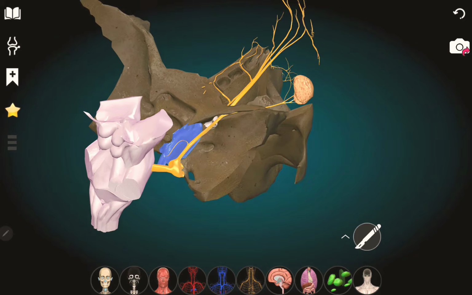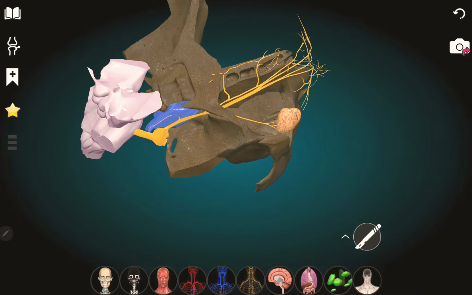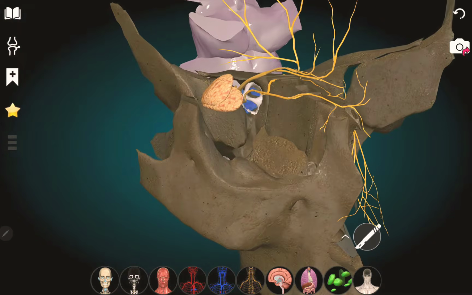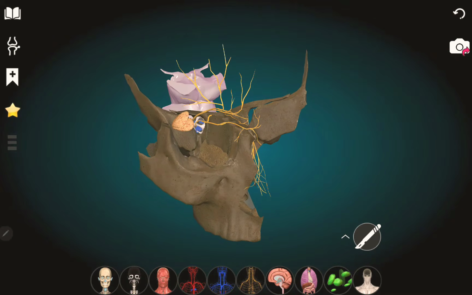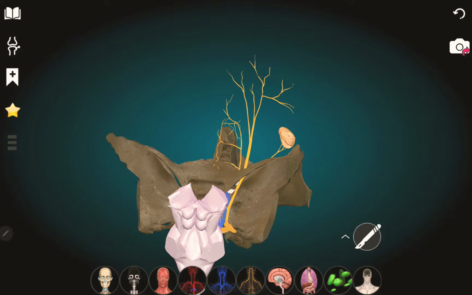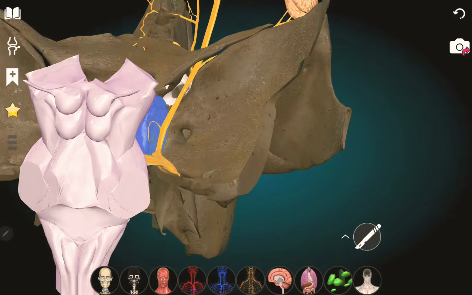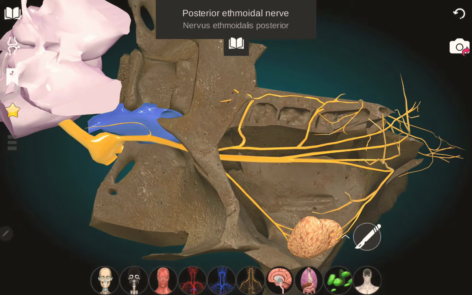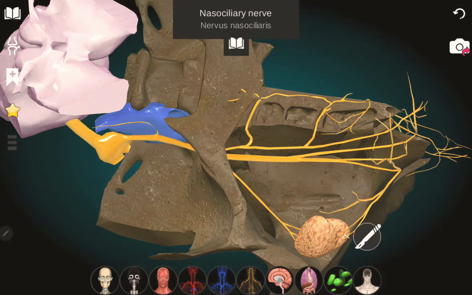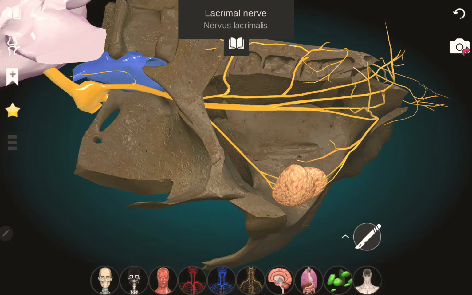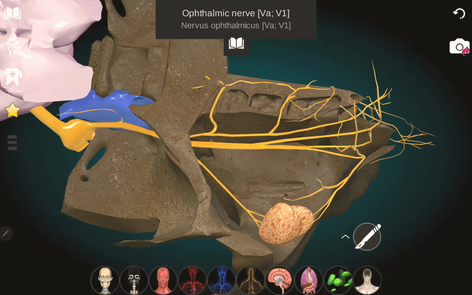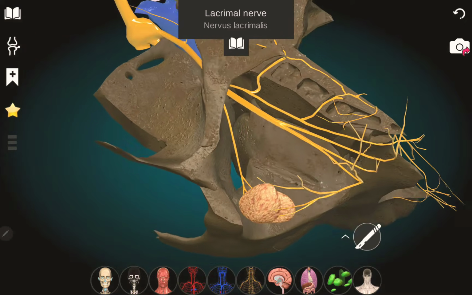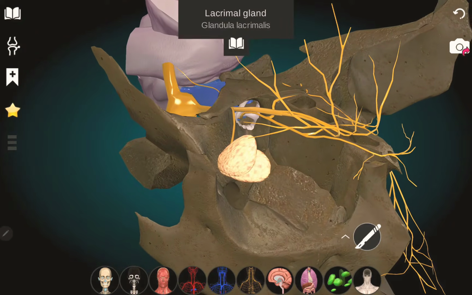Also guys, you can appreciate the first division of the trigeminal nerve, which is the ophthalmic nerve. It is going to supply the eye. It has three branches. The first one you can see is the nasociliary nerve. Then we have the frontal nerve. And the third one is the lacrimal, which is present laterally, and it is going to supply the lacrimal gland.